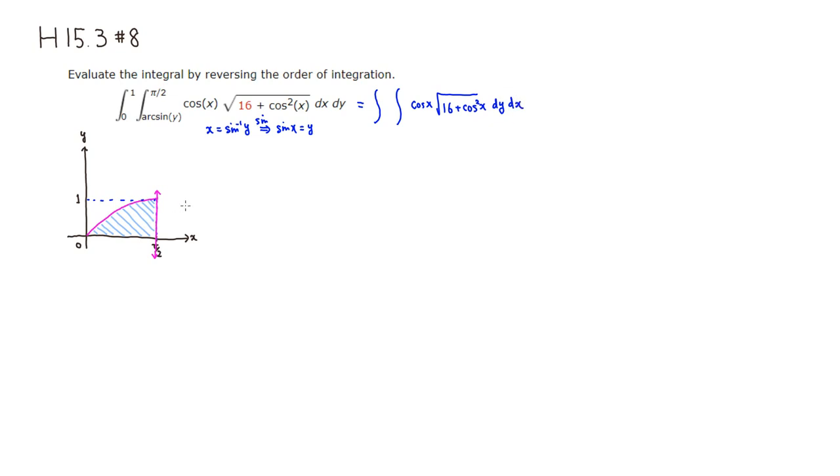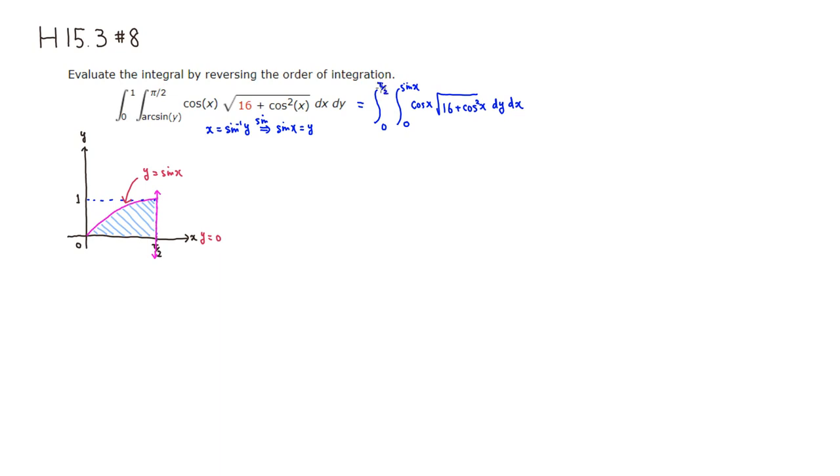If you want to do y first, you can see that the bottom curve is the x-axis, whose equation is y equals 0. The top curve is y equals sine of x. So this integral goes from y equals 0 to y equals sine of x. Then x goes from 0 to pi over 2. That's an easy one to tell.